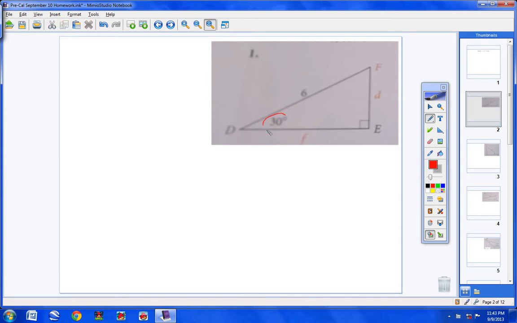We know two angles, this angle and this angle. So what I've taught you to do is when you know two angles, the first thing you do is find this missing angle right here. So 30 plus 90 is 120. And then we subtract that from 180, and we're left with 60. So angle F has to be 60 degrees. Okay, easy enough. Now let's continue on.